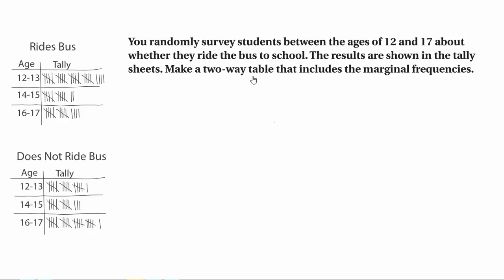Okay, in this one he said you randomly survey students between the ages of 12 and 17 about whether they ride the bus to school. The results are shown in the tally sheets. Make a two-way table that includes the marginal frequencies. So they ride the bus and they do not ride the bus.